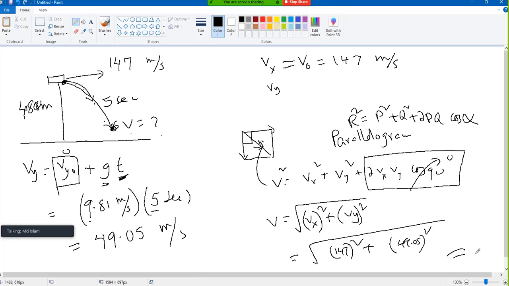Now, this problem example is important because it is a little different from other problems. Other problems were just find time, find horizontal range, find height. This time it is different: find speed at any point. And in the FE exam, it is very important. And do not forget the two components. This is a curved path. At any point, it has two components of velocity.